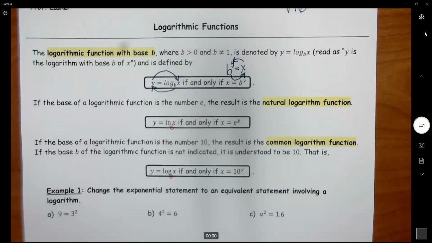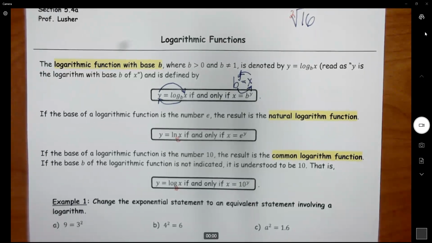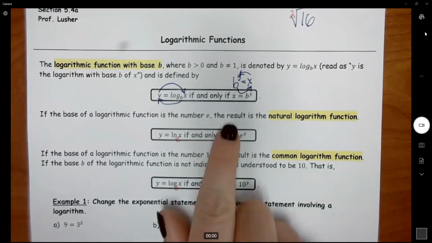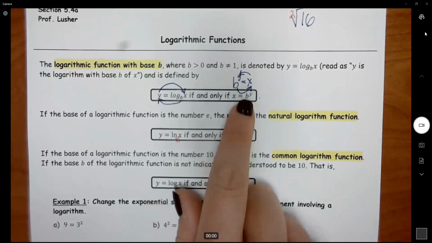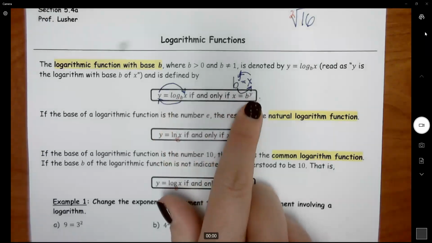Okay, so let's just pause there. That's going to be your introduction to log functions. I know that probably makes no sense, but come back for the next video, and we're going to start going from exponential to logs, and then eventually we'll go from logs back to exponentials.